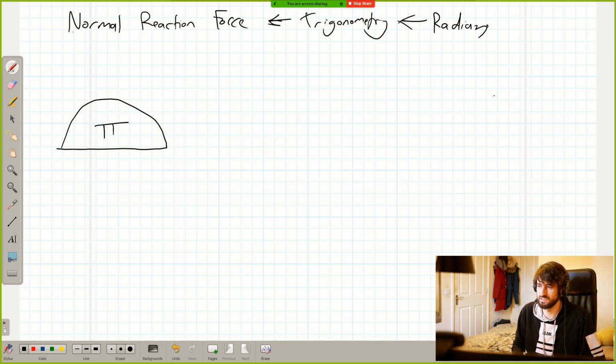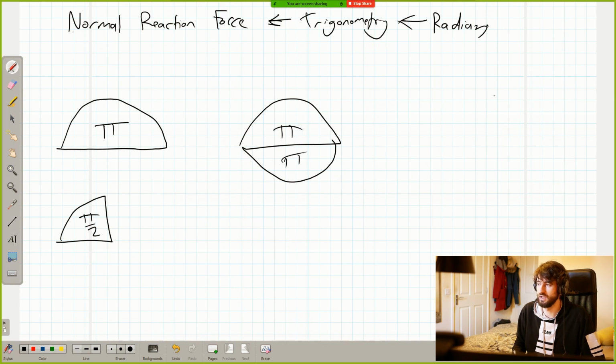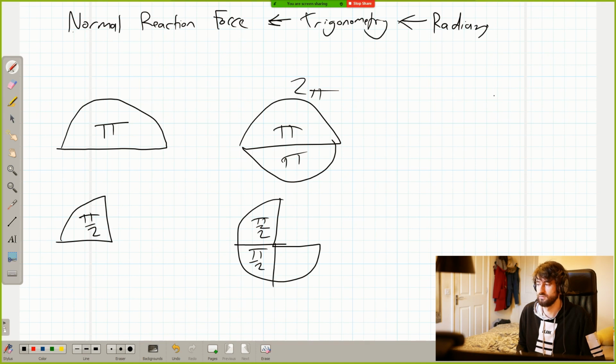Half a circle, that's pi. This is pi over 2. You stick two pi's together, you get 2 pi. You stick 3 of these together, pi over 2, pi over 2, pi over 2 is 3 pi over 2. Okay.